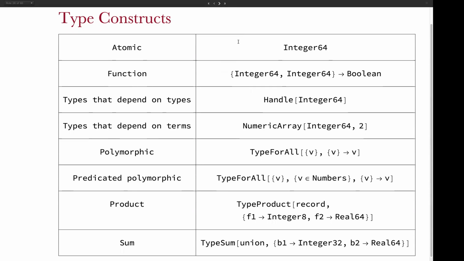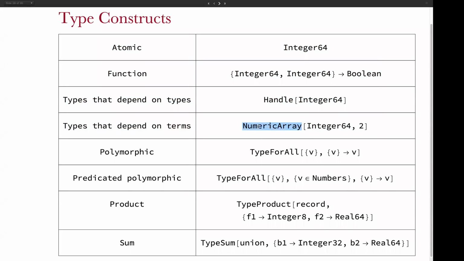In terms of type constructs that we support, a range of different atomic types like integer or Boolean, function types. We support types that depend on types. So here I've got a handle or a pointer, but that handle needs an argument. So this is a handle to an integer 64, or we might have a handle to a function, a pointer to a function. We also have types that depend upon terms.